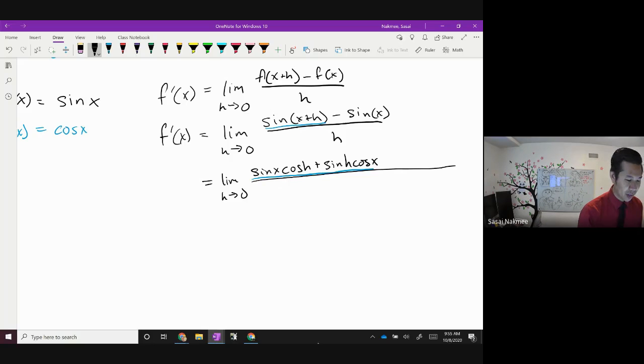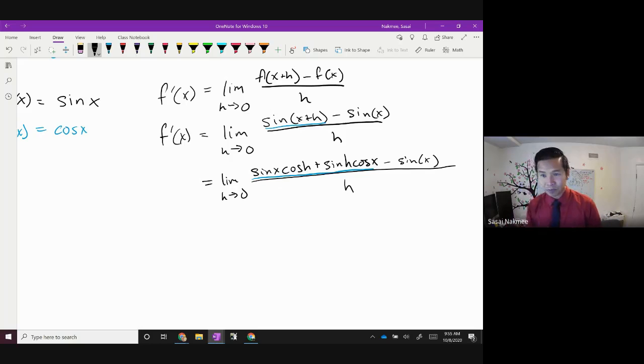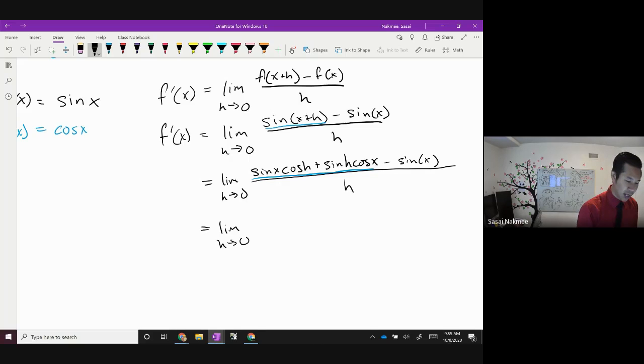So that's what that is, minus sine of x, and this is, of course, all still being divided by h. Okay. Now this next part requires a little bit more algebra as well. So let's go ahead and combine certain things together. What I'm going to do right here is I'm going to see, hey, I have a sine x here, and I also have a sine x over here.